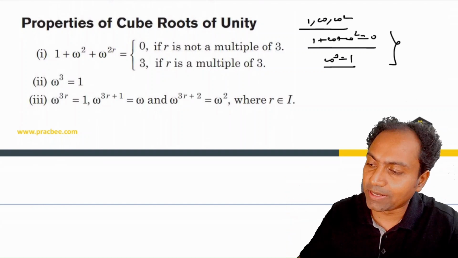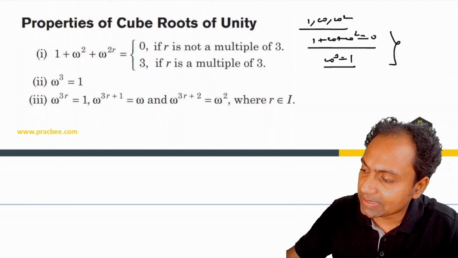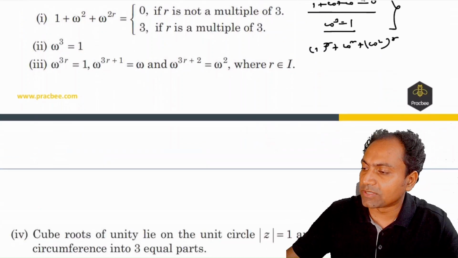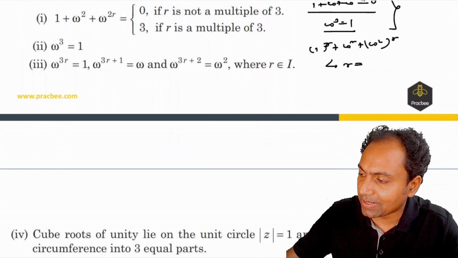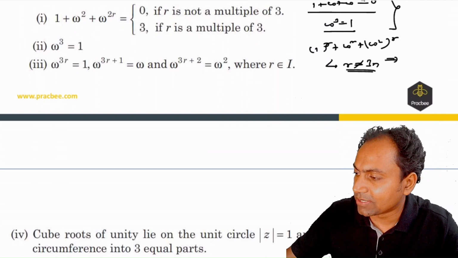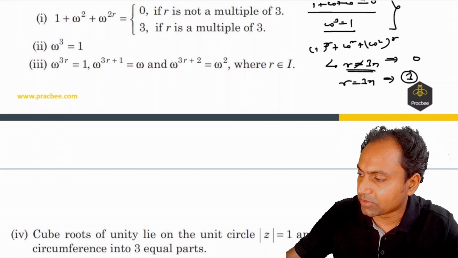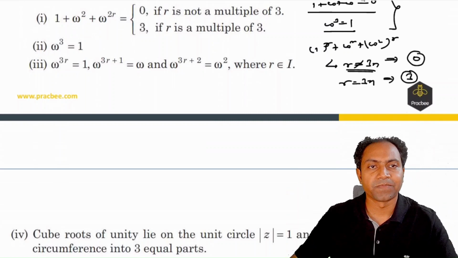So these are two basic properties that will be used like 90% of the times. But there is one more idea. If I raise 1 to the power r, omega to the power r, and omega square also to the power r, the value of this expression will depend on the value of r. If r is not a multiple of 3, then the answer is equal to 0. But if it is a multiple of 3, then the answer of this expression becomes equal to 3. You can put the values and check.